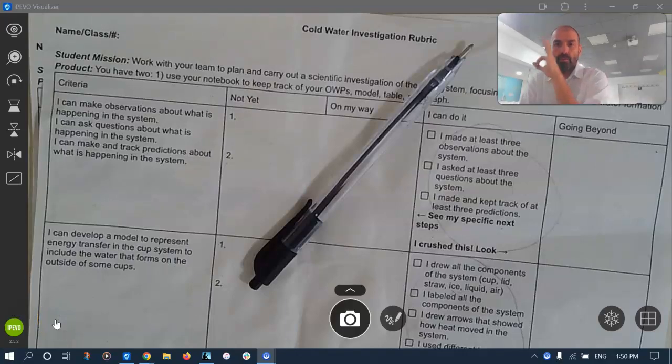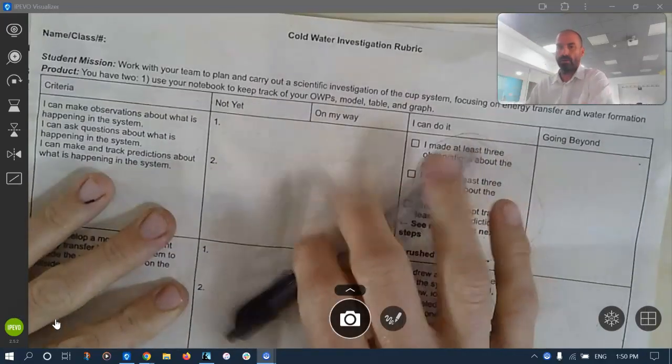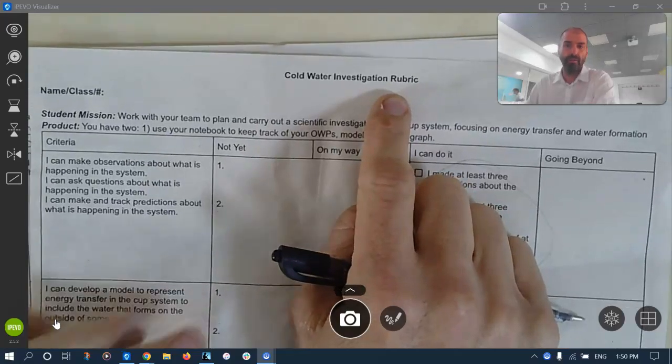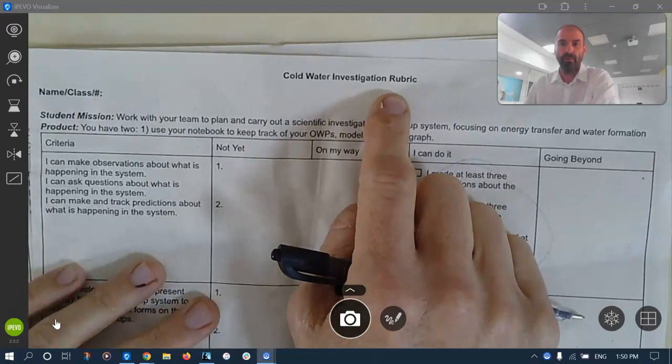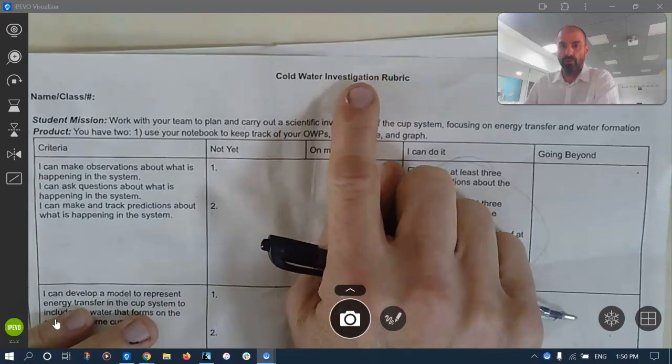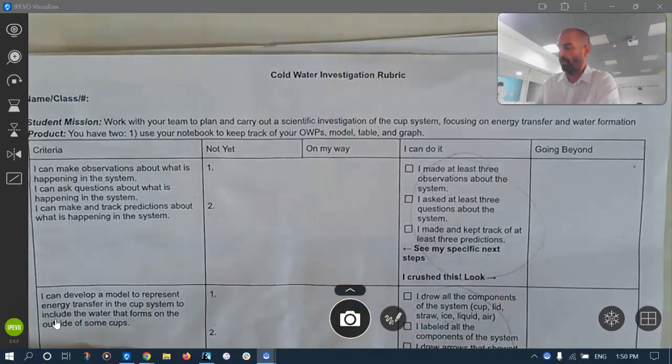All right, hi everybody. So at this point you should have 3 pieces of paper. You should have your cold water investigation rubric. If you do not have that, you need to go get a piece of scratch paper right now so you can do this work there. You can hit pause and go do that. Again, you should have your cold water investigation rubric.